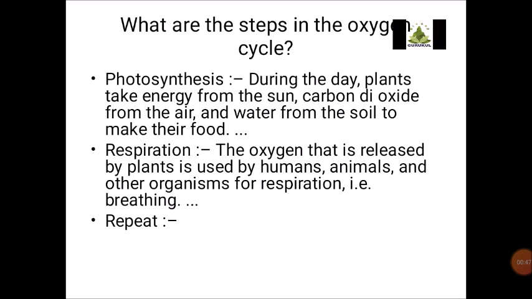First step is the photosynthesis. What happens in that stage? During the day, plants take energy from the sun, carbon dioxide from the air and water from the soil to make the food. So first stage is the photosynthesis, in which the plants prepare the food with the help of the sunlight, carbon dioxide, air, water and soil.